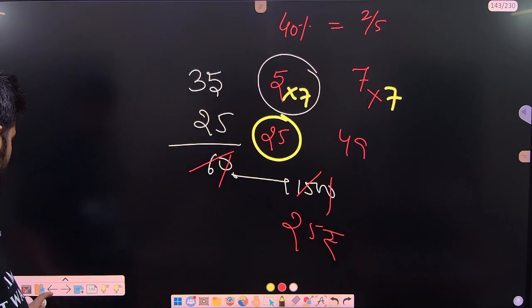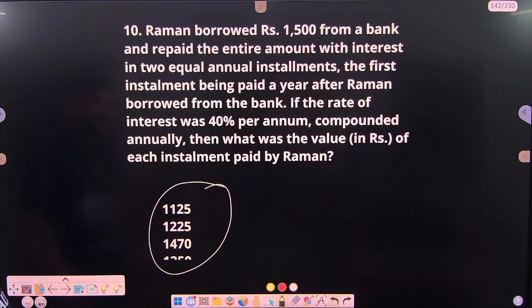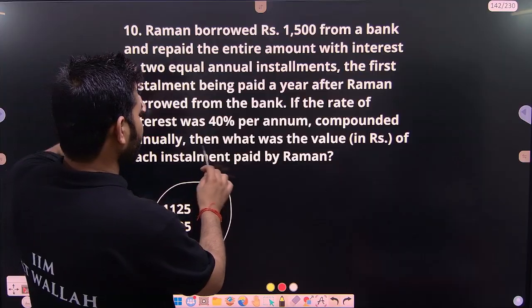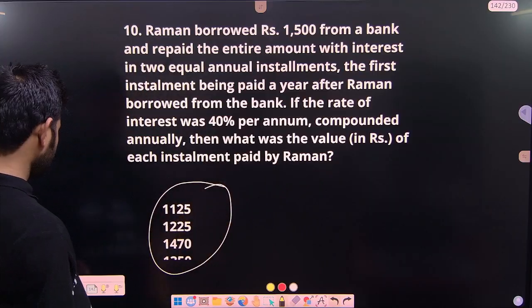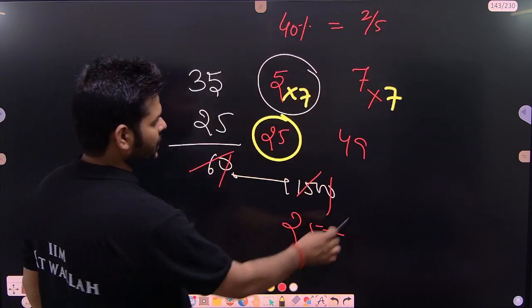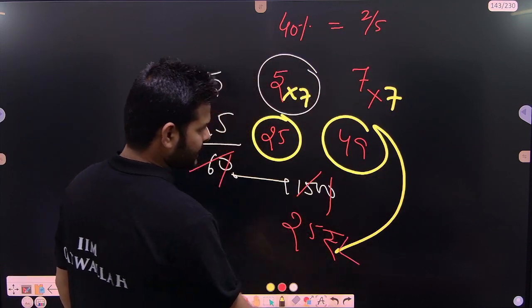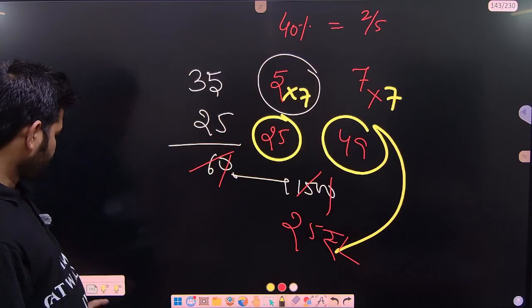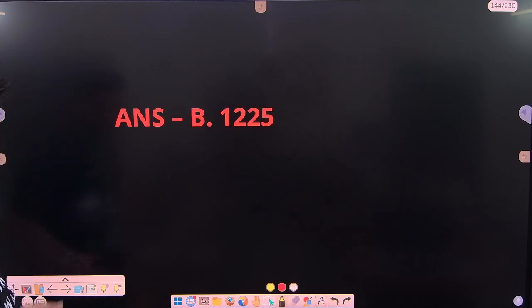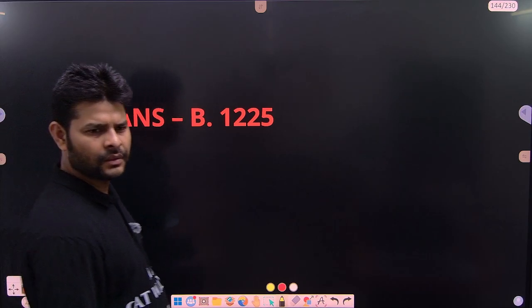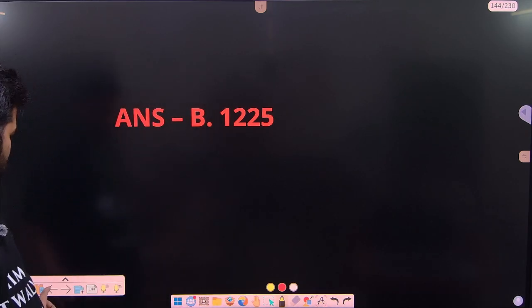And we have been asked what? What was the value of each installment? So each installment is 49 units, just need to multiply this value. We have the answer or not? Quite clear. No chance. Easy question.